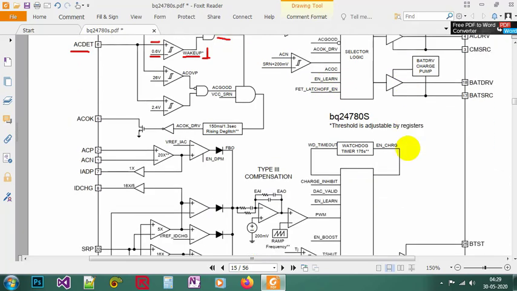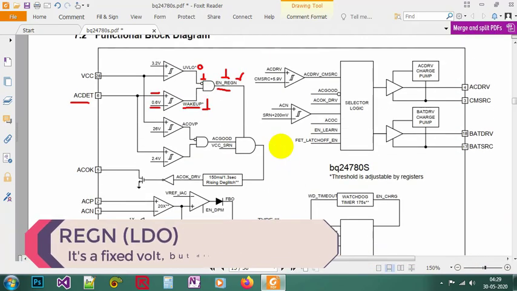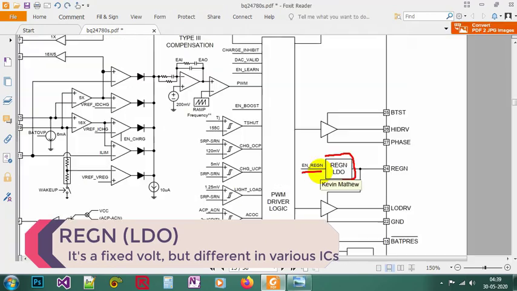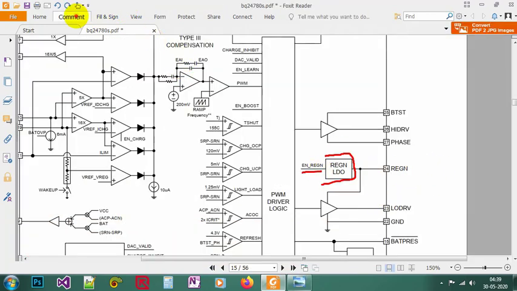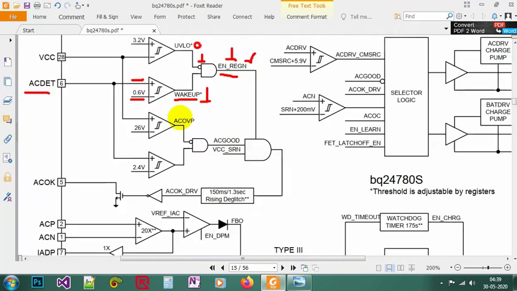Here we can see the regulator. Yes, here is the regulator LDO. For enabling the LDO, it will come from this point and it will give you a 6 volt LDO output on pin number 24. You will get 6 volt here. Alright, so let's go back here.